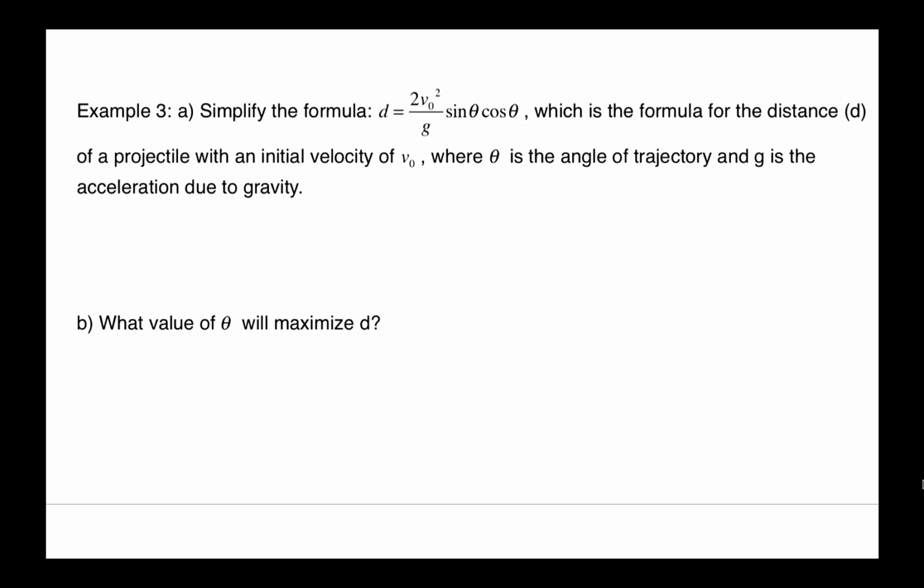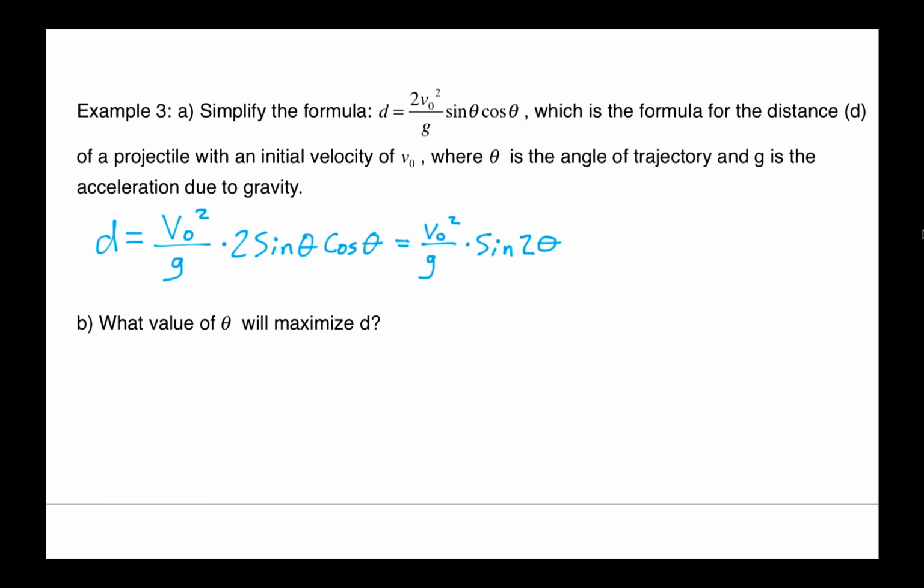Final question, an application for physics. So this is a formula for the distance of a projectile with an initial velocity of v naught, where theta is the angle of trajectory and g is the acceleration due to gravity. And what you'll notice in this formula is that 2 sine theta cosine theta is our double angle formula. And it's the double angle identity for a sine of 2 theta. So if you like, this simplifies a little bit in that way.